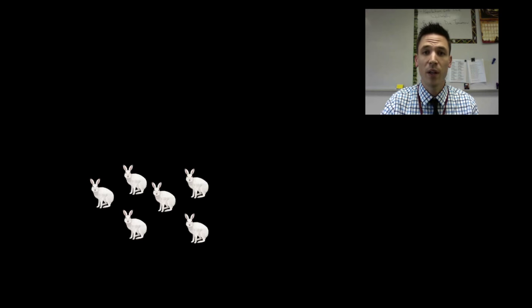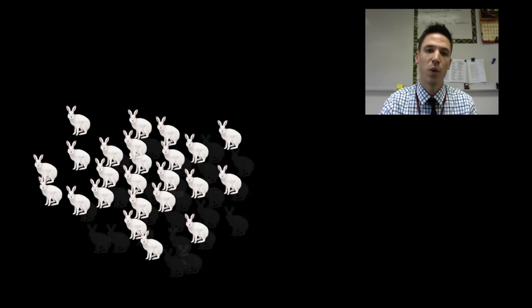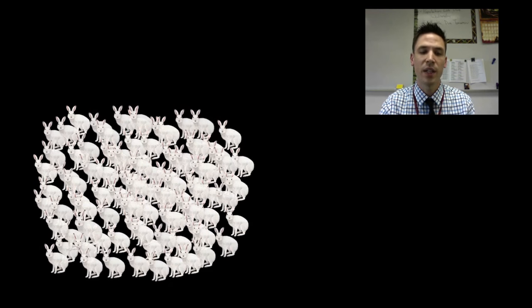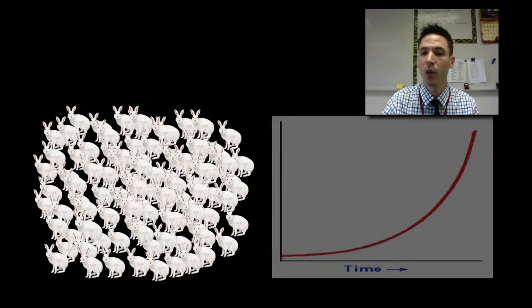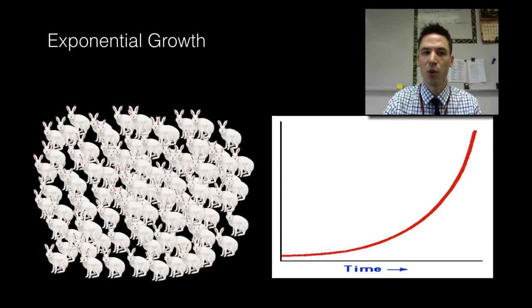If things are still great and there's still plenty of resources, and then they double again, that 6 might go to 12, and then 12 to 24, and 24 to 48, and 48 to 96, and you guys get the idea. What you're noticing is that the population is able to increase quicker and quicker and quicker, and if I were to plot this on a graph, it would look a little something like this.